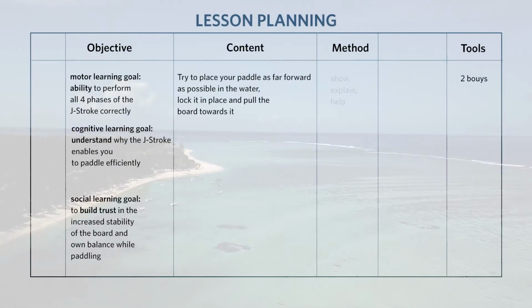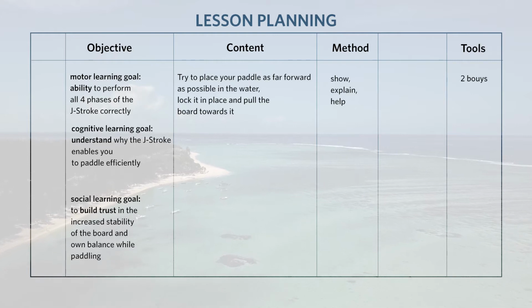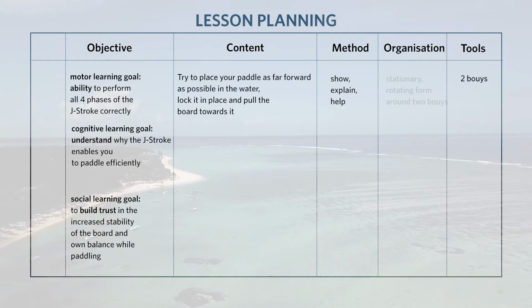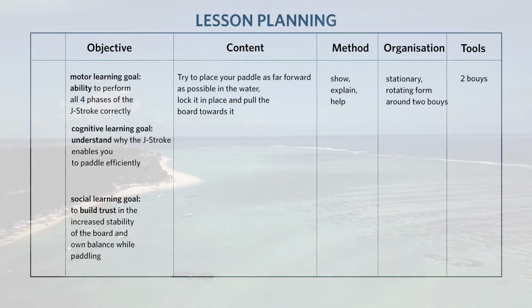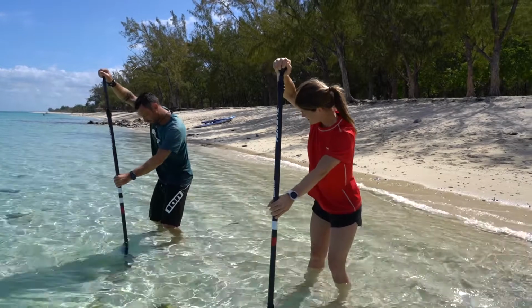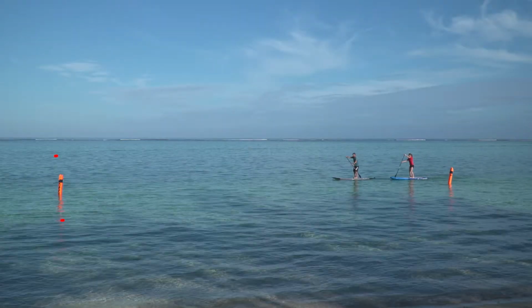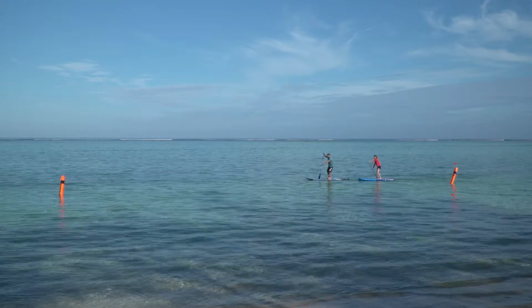As soon as the methodical approach is specified, you need to find a fitting form of organisation. In our example, we combine a stationary system, during which the students remain on one clearly defined spot, and a rotating form of organisation, during which the students rotate around 2 buoys.